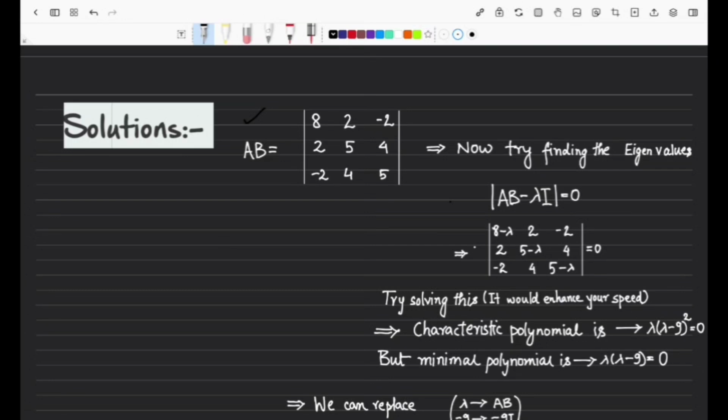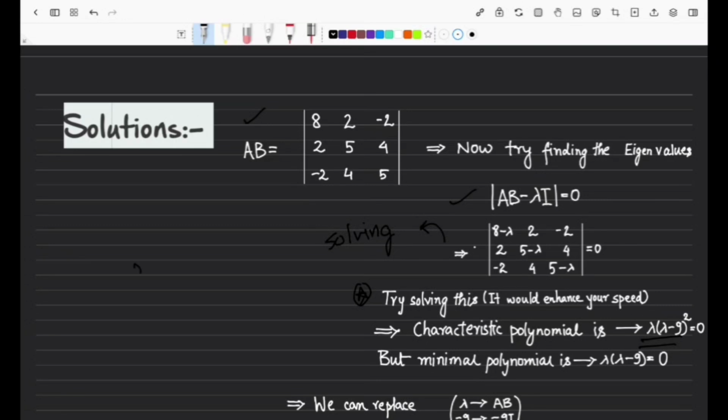This is the shortcut method as shared in the solution using the Cayley-Hamilton theorem. So we did this simplification, and I prefer that you do this simplification on your own, right? And get it right. This is the value of the characteristic polynomial. Let me just tell it to you again. The characteristic polynomial is the polynomial that we get after solving this determinant, right?